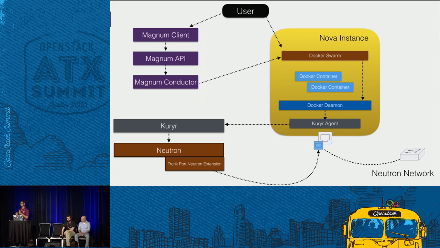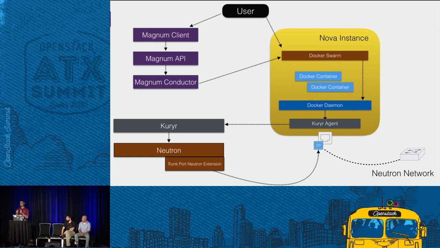It goes and provisions a Nova instance. This is a logical diagram, by the way. I have one Nova instance here that shows everything in one box. So you provision Docker Swarm, it provisions Docker Daemon, and the goal here is that when Magnum launches these Nova instances, it will know that it now needs to provide networking from Kuryr and Neutron. It will provision the Kuryr agent as part of these Nova instances, and as soon as the Kuryr agent is there, it will be capable of doing all the things we talked about in the last two slides.